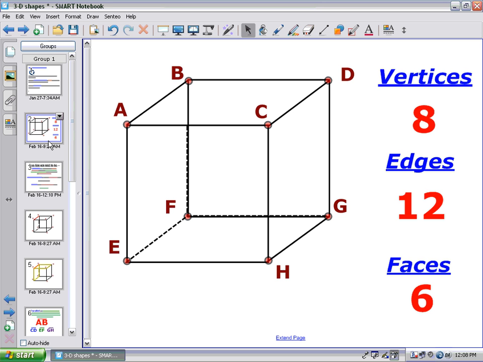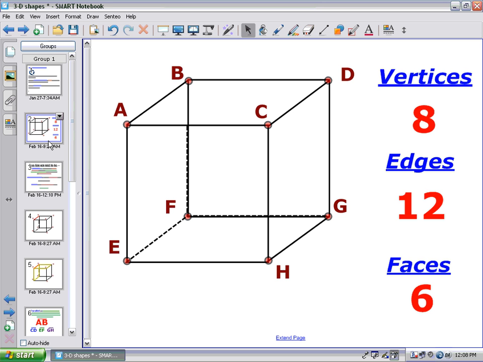Now when I go from one vertex to another vertex, like from A to C, I form a line segment. That line segment is referred to as an edge. In this picture, there are 12 edges. There are 4 on the top, A to C, C to D, D to B, and B back to A. There are 4 on the bottom, and then there are 2 on the right and 2 on the left, which make 12.